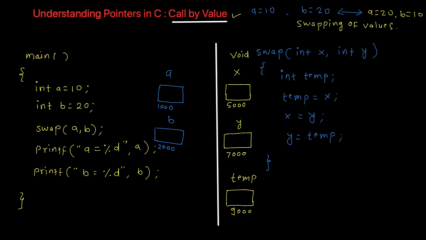Let's first understand the problem statement. Let's say we have two variables a and b. a is holding the value 10 and b is holding 20. What we want to do is swap the values of a and b by using a function. After I call this function to swap the values, I expect a to be 20 and b to be 10. For this task, I'll be calling a function called swap.